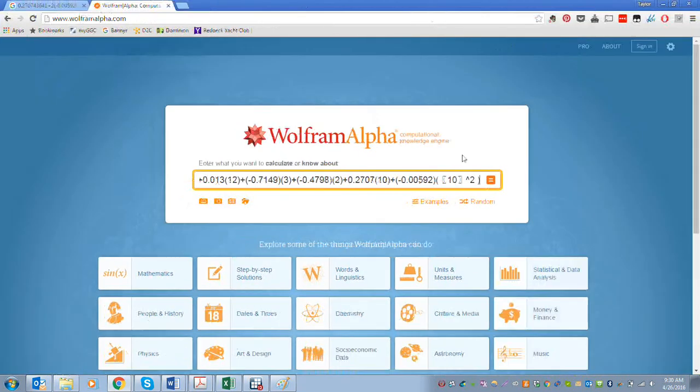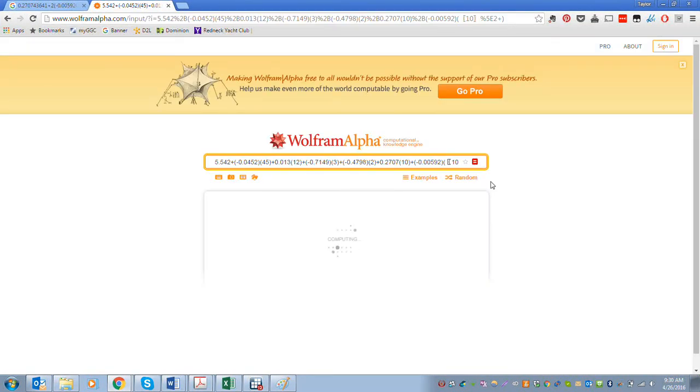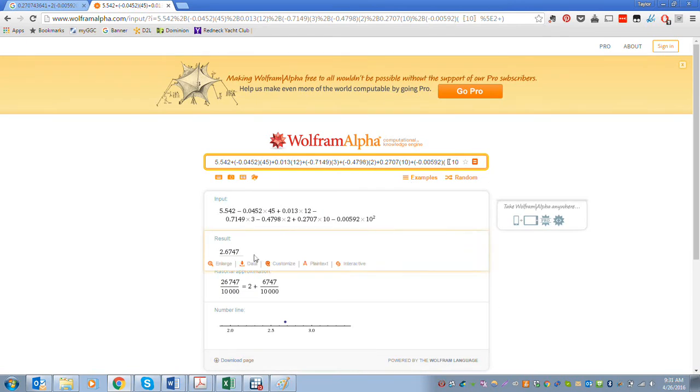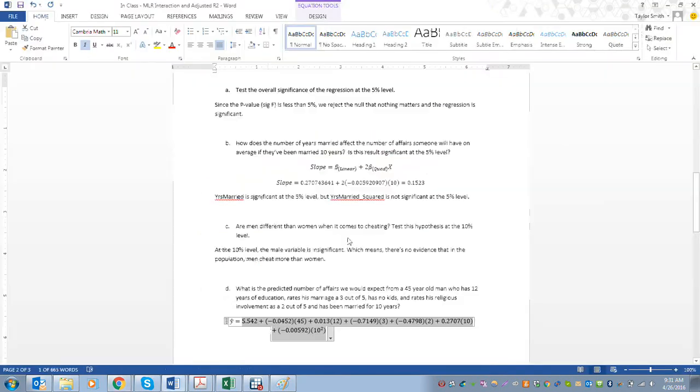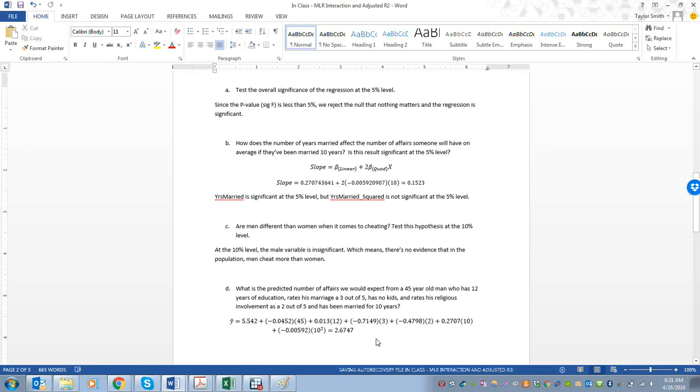Here's Wolfram Alpha. We'll see what that's equal to. And it's equal to 2.6747. So we would expect someone, based on this data, who has that particular set of demographics to, on average, have 2.67 affairs in the last 12 months. Okay.